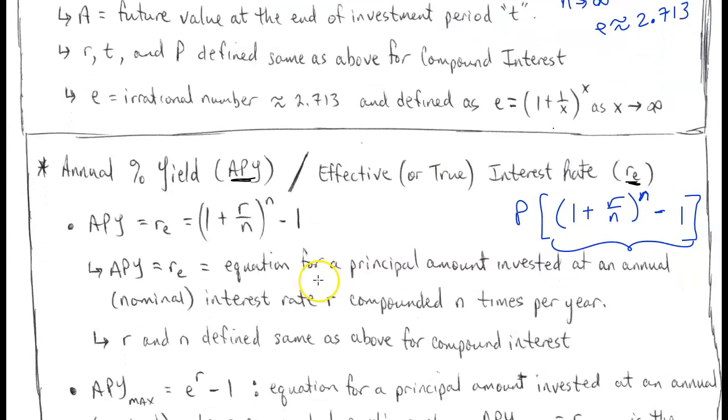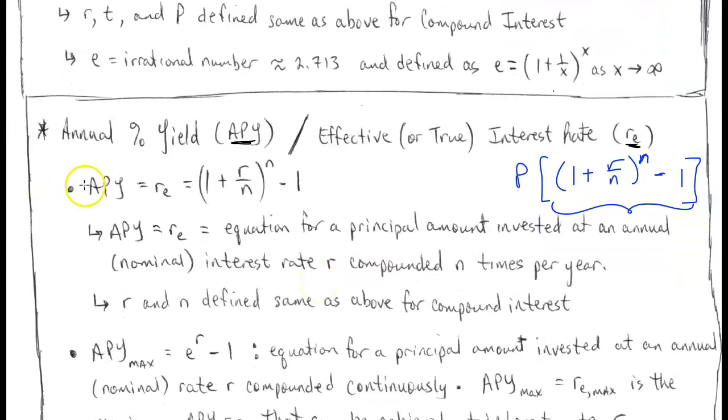All right, so here we see that this is the formula for it. Both of these are the same thing, and this is an equation for the principal amount invested and an annual, a.k.a. nominal, interest rate r, compounded n times per year. So it's the compounding and the interest rate that really affect what your true interest rate is. And of course, r and n are the same as what was defined for the finite compound interest and continuously compounded interest formulas.